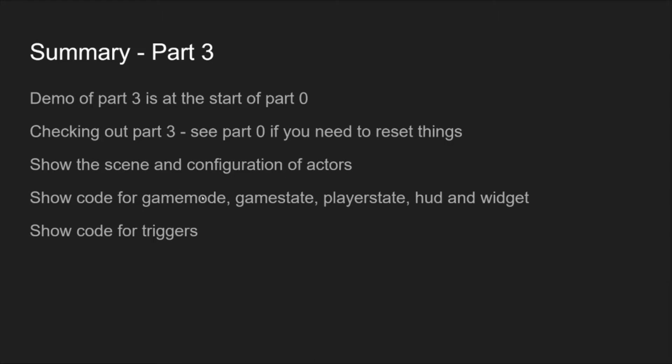And then I'm going to take a look at the code for the game mode, Gamestate, Playerstate, HUD and the widget, and then code for the triggers. I won't be showing the final product of this because that is shown in part 0 where I have a friend join and do the race. So if you want to see what this looks like at the end, go take a look at the start of that video.